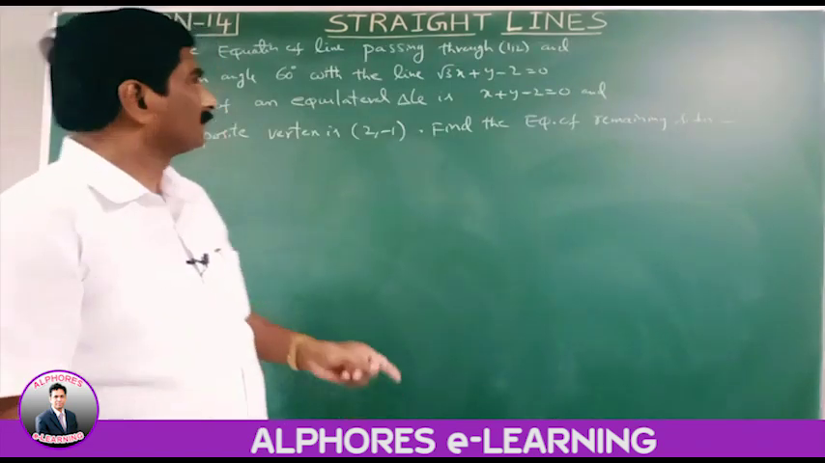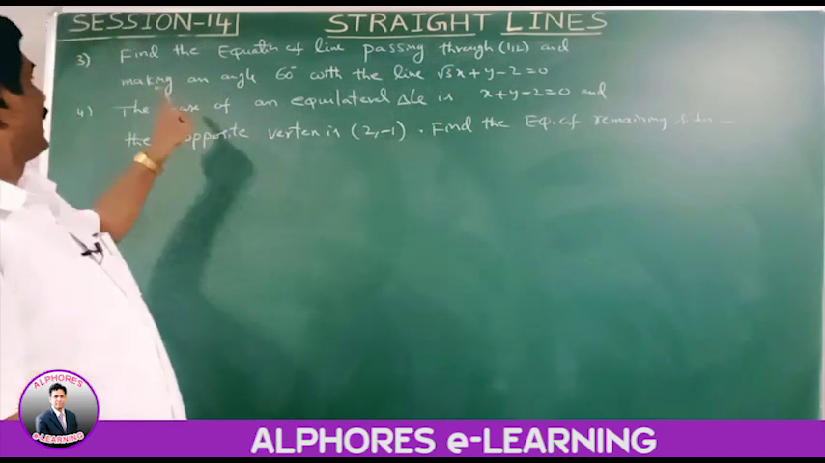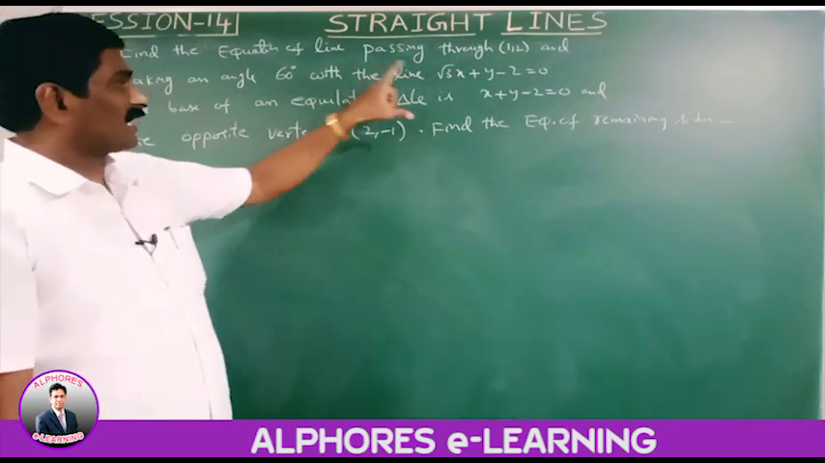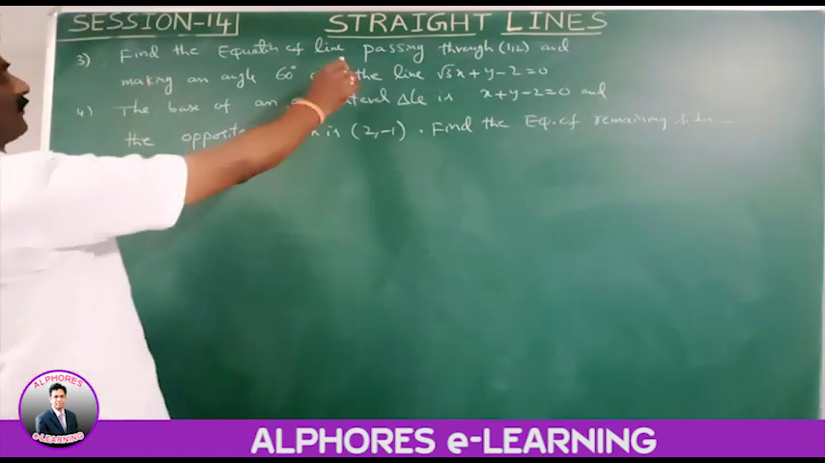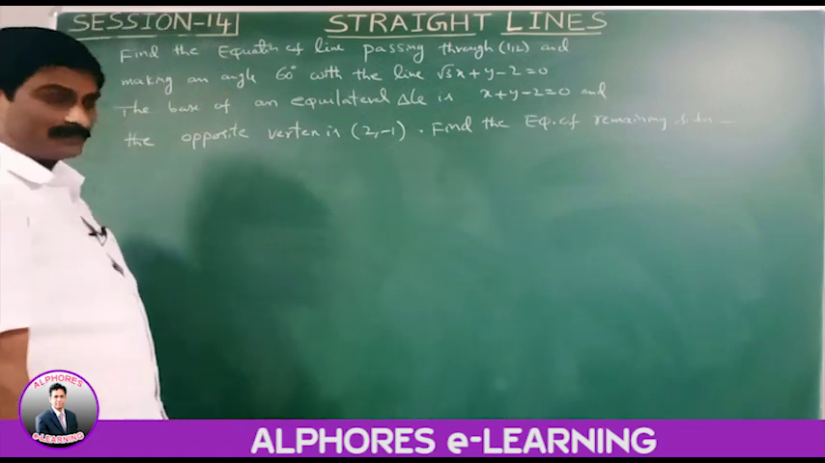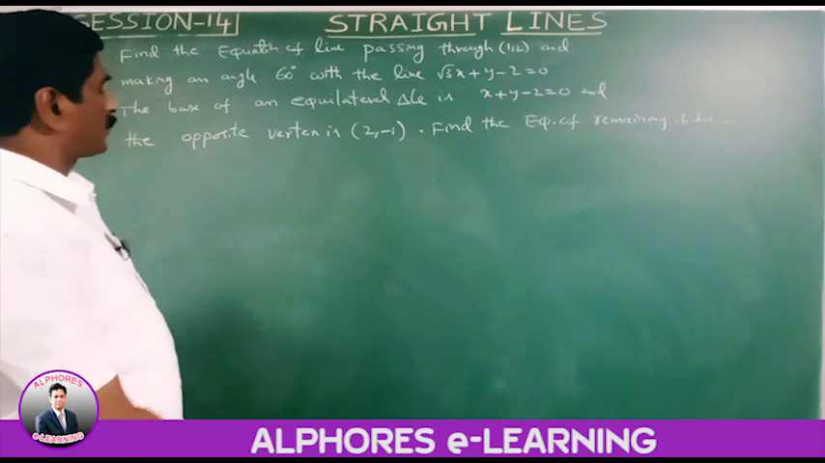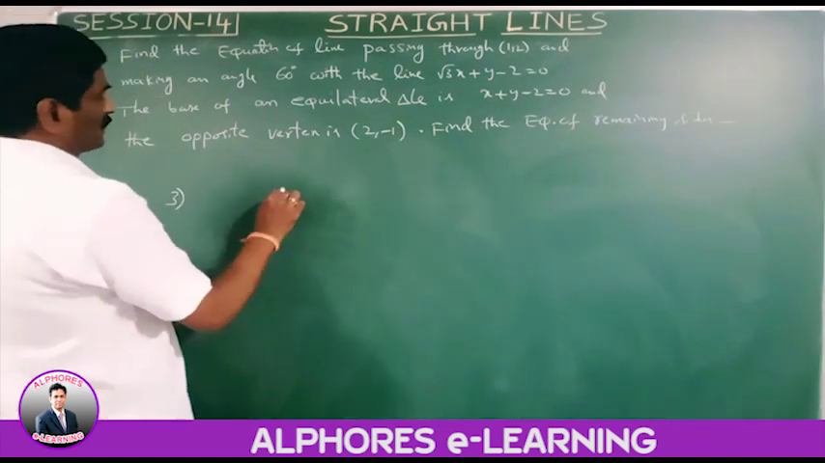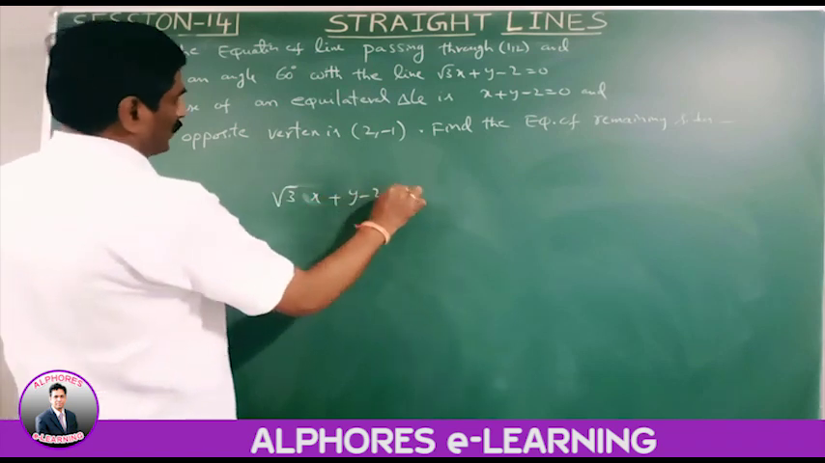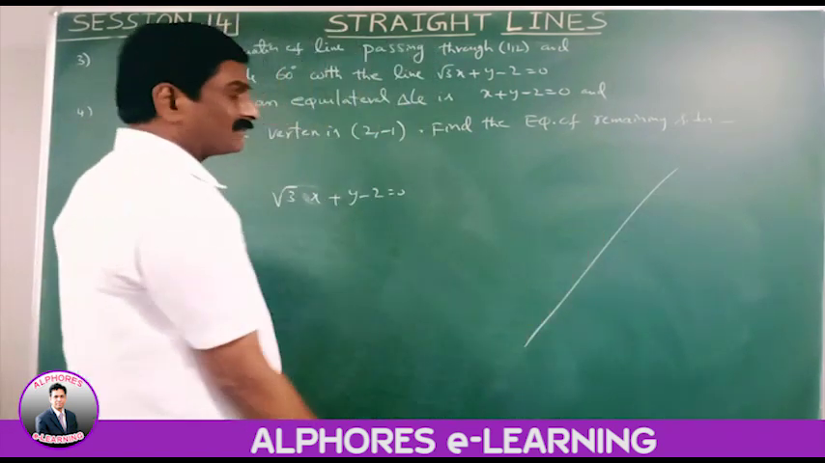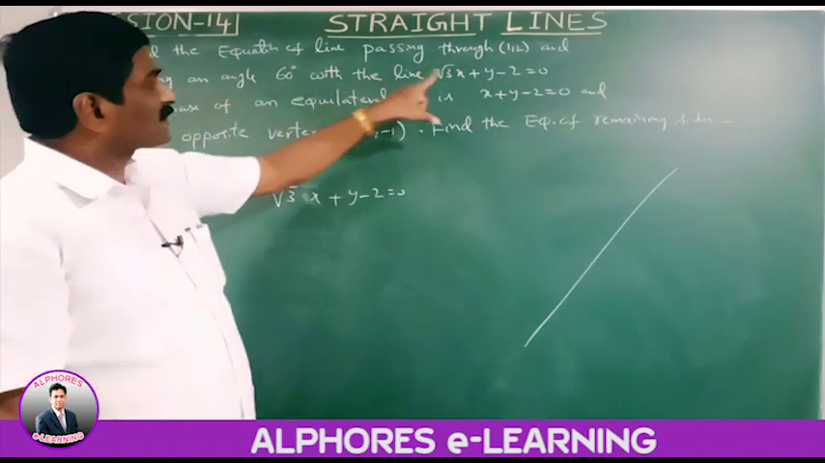Next, third one. Find the equation of the line passing through the point 1, 2 and making an angle 60 degrees with the line root 3x plus y minus 2 is equal to 0. Here, what is the given line? Root 3x plus y minus 2 is equal to 0. It is one of the lines. The required line passes through this point and makes an angle 60 degrees with this line.